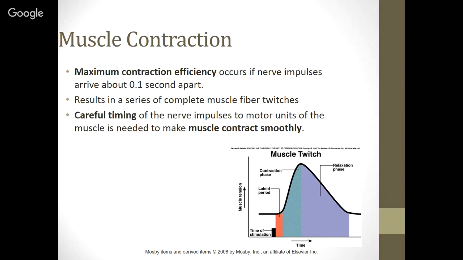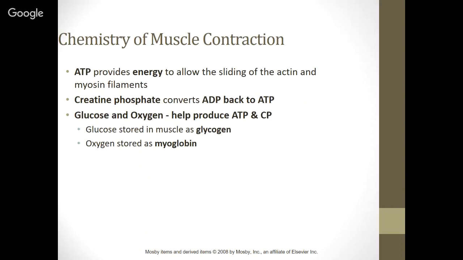But if we don't have careful timing, we will have movements that are a little bit choppy and uncoordinated. So it is important that acetylcholine is going through at a certain time period, that we have acetylcholine esterase that's breaking it apart, allowing it to come back to the nerve. And all of that has to work in a very smooth manner, and it's got to be 0.1 second apart. And if it's not, then we have problems.